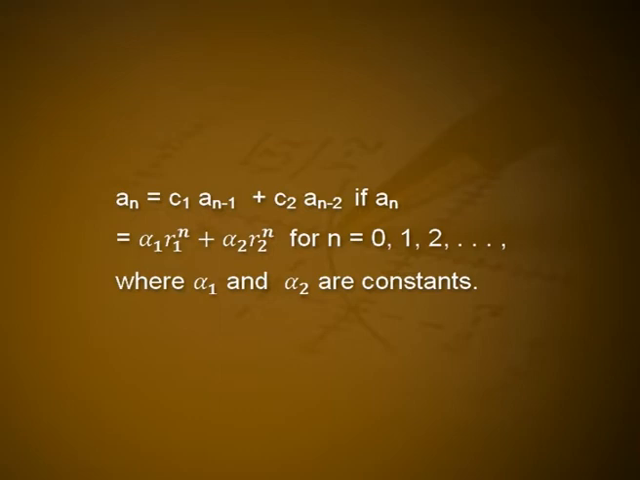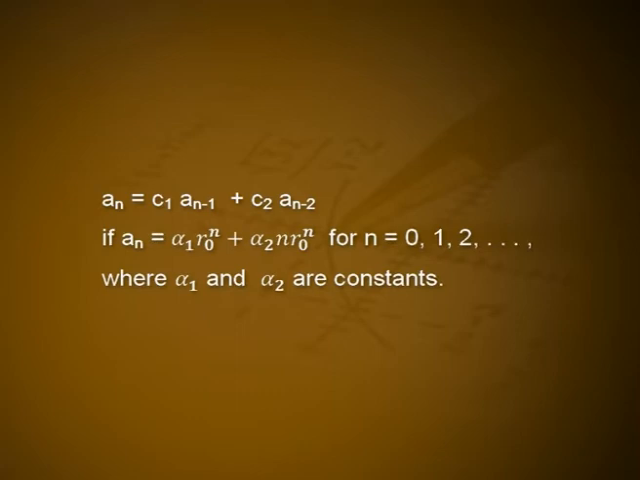Let R1, R2 be two, in general complex, roots of the above equation. They are called characteristic roots. We distinguish three cases. Theorem 9. Let C1 and C2 be real numbers. Suppose that R square minus C1 R minus C2 is equal to 0 has two distinct roots R1 and R2. Then the sequence An is a solution of the recurrence relation An is equal to C1 into An minus 1 plus C2 into An minus 2 if An is equal to alpha 1 into R1 raised to n plus alpha 2 into R2 raised to n for n is equal to 0, 1, 2 etc. where alpha 1 and alpha 2 are constants.